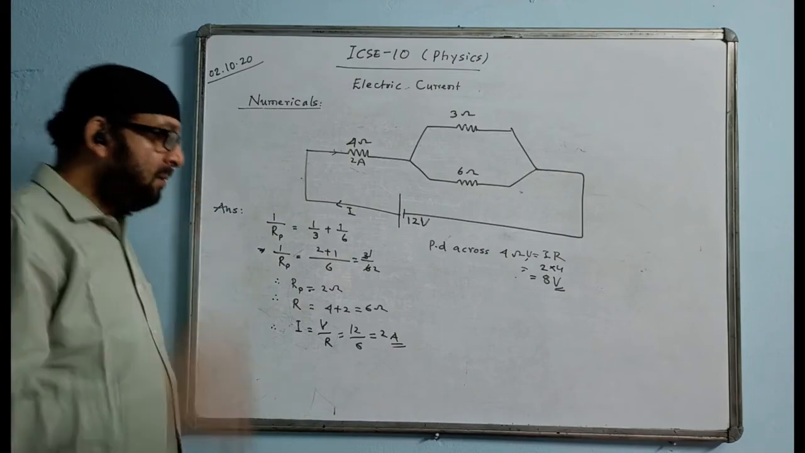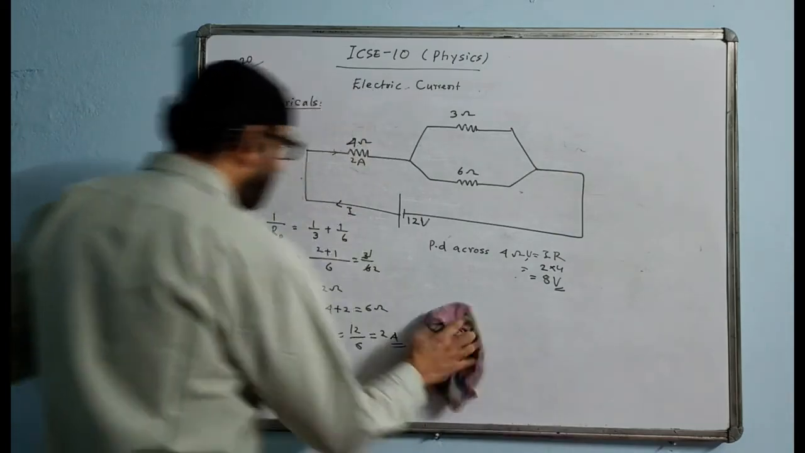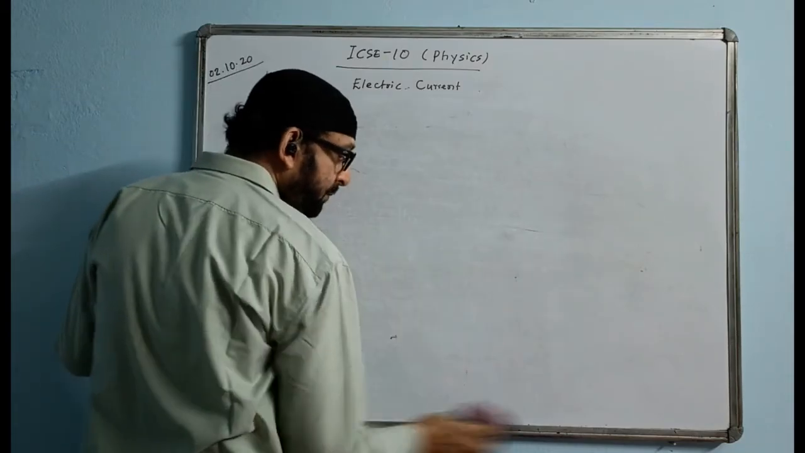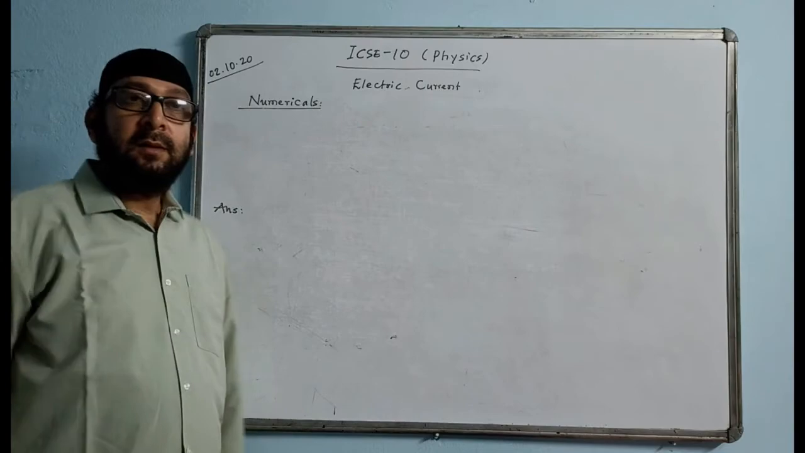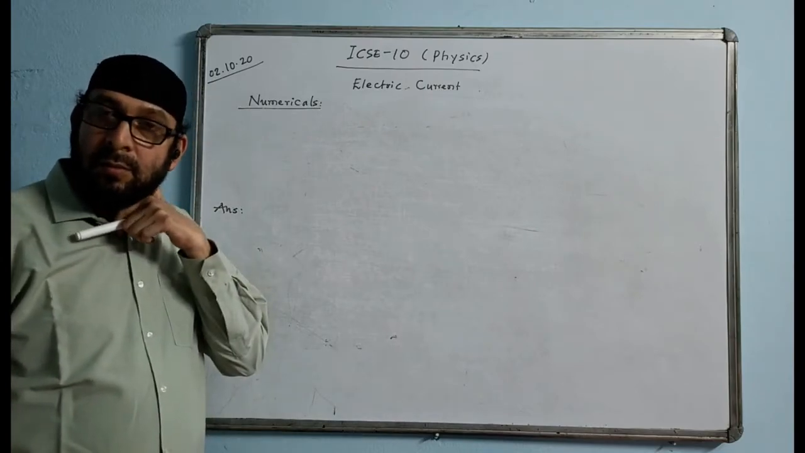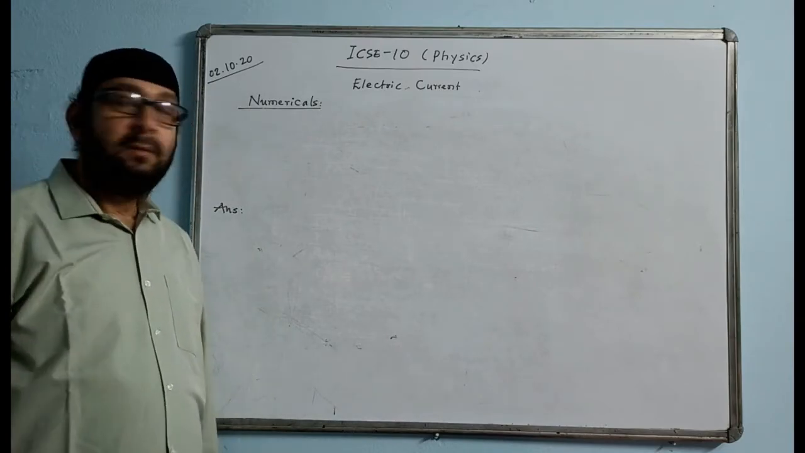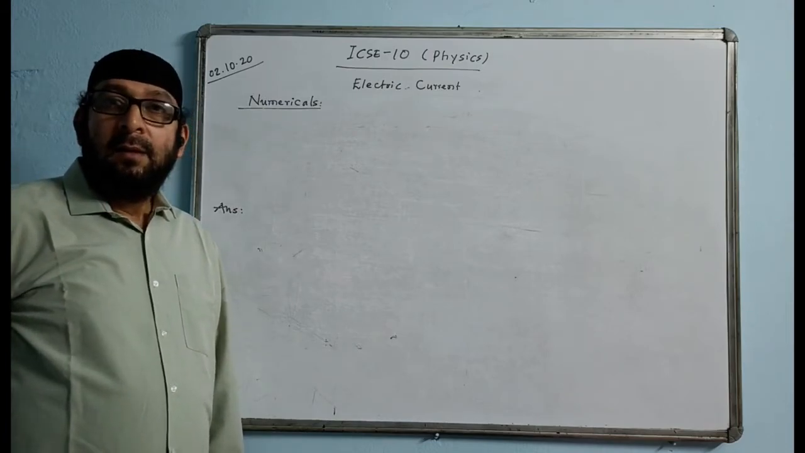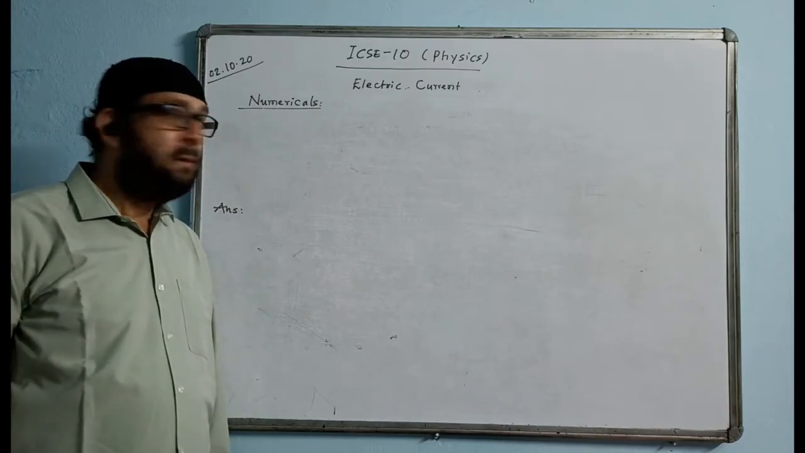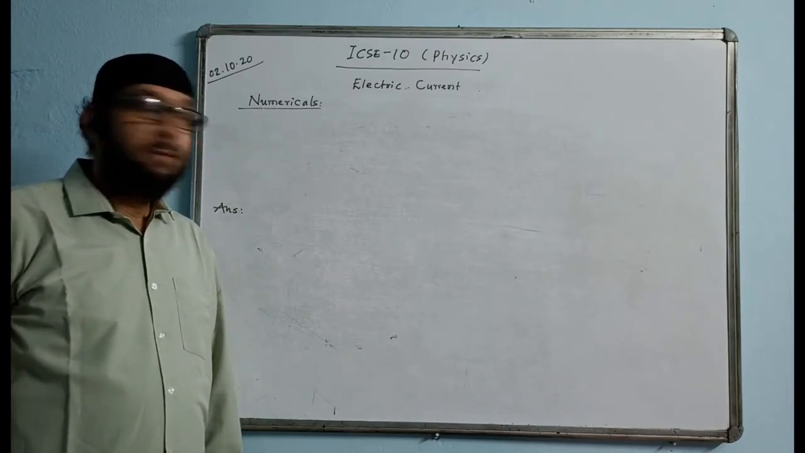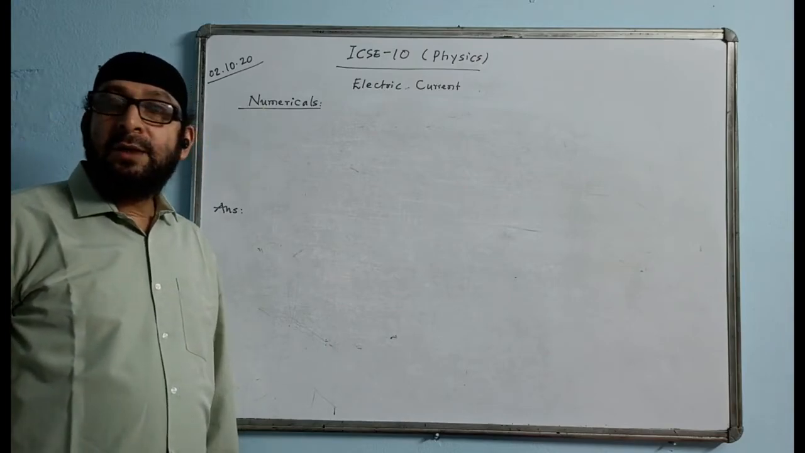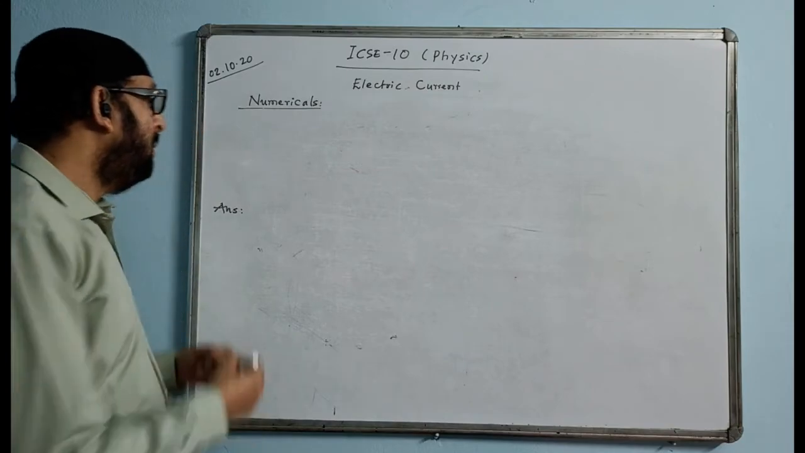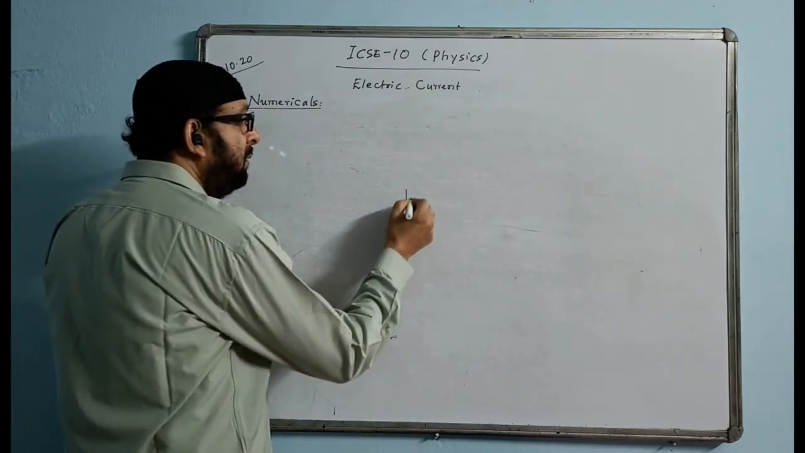Take one more question and then we will be starting a new chapter next day. Question says: find the current drawn from the cell, and through each of the resistors as shown in the circuit.